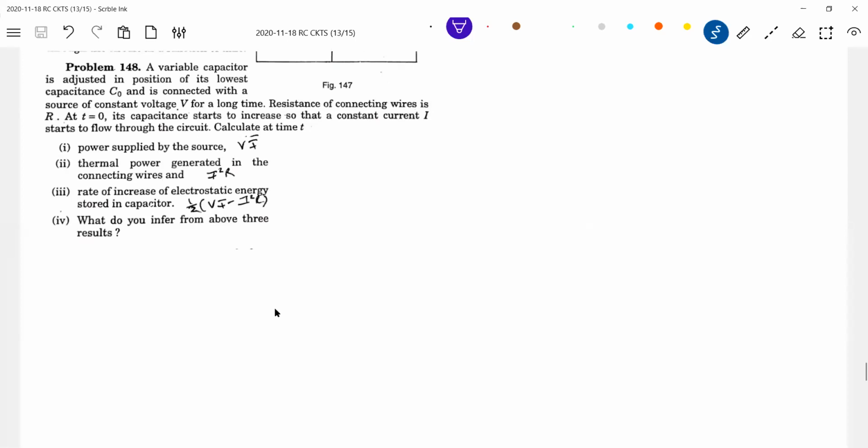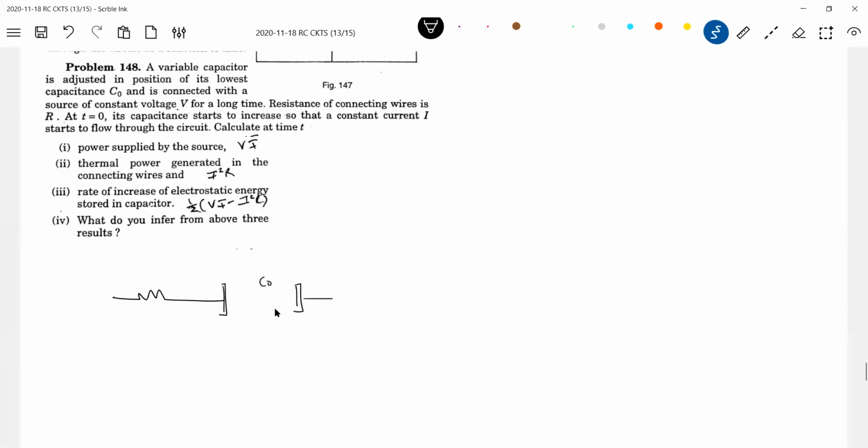The capacitance starts to increase so that a constant current I starts to flow through the circuit. So how will the circuit be? This is the resistance. Capacitance should increase, no? So for the capacitance to increase, what is the area of cross section? I cannot do anything. So it's A, and there's no dielectric slab. The distance between the plates should decrease, no?